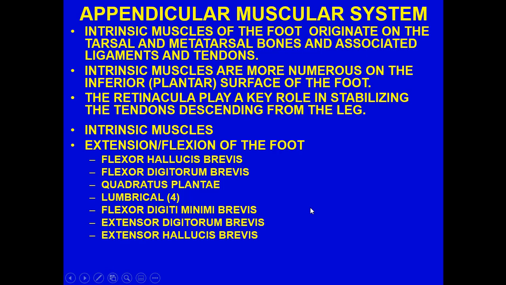Extrinsic muscles of the foot originate on the tarsal and metatarsal bones and are associated ligaments and tendons. The intrinsic muscles are more numerous on the inferior, that's the plantar surface of the foot. The retinacula play a key role in stabilizing the tendons descending from the leg. The intrinsic muscles consist of the extension and flexion of the foot. These include the flexor hallucis brevis, the flexor digitorum brevis, the quadratus plantae, the lumbricals, there's 4 of them, the flexor digiti minimi brevis, the extensor digitorum brevis, and the extensor hallucis brevis.